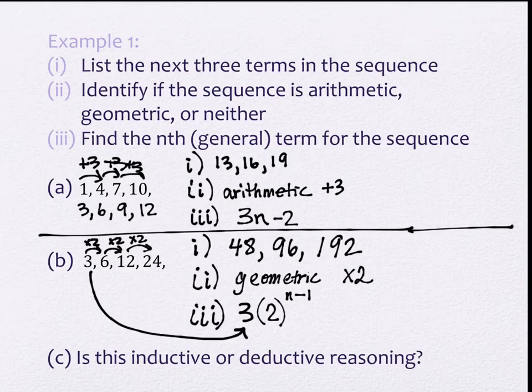So I'm going to verify with you that it actually worked before we just assume that I know what I'm talking about. Okay, so let's actually check it out. If I have the first one, I put in the number 1. So 1 minus 1 is 0. 2 raised to the 0 power is 1, and 1 times 3 is 3.